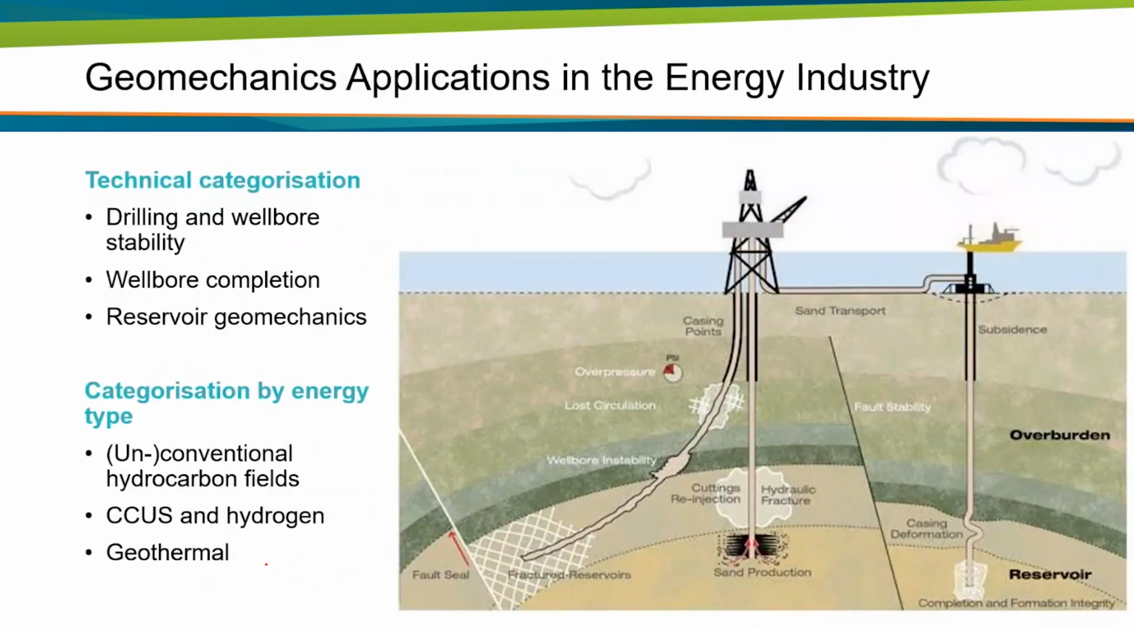Now, roughly topic-wise, you can categorize geomechanics into three main groups. The first group is the most familiar for you all, so drilling and wellbore stability. So overpressure or pore pressure prediction falls into that group. Lost circulation, fracture gradients, wellbore instability, which we just discussed, that falls in that group.